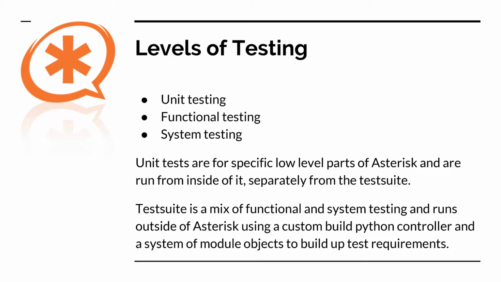So let's start off with test levels. In Asterisk, we have unit tests. This pretty much covers the stuff that most people don't really think about or know exists. For example, thread pools, which dispatch work to different threads. We have unit test internal coverage for that. But for this presentation, we're going to be focusing on the functional and system testing, which is done outside of Asterisk, using a Python-based test suite, which we call test suite. And that's really a mix of the functional and system testing.